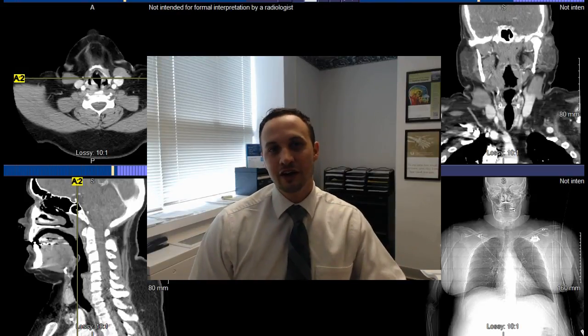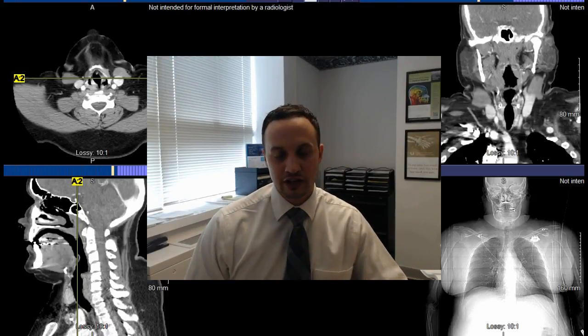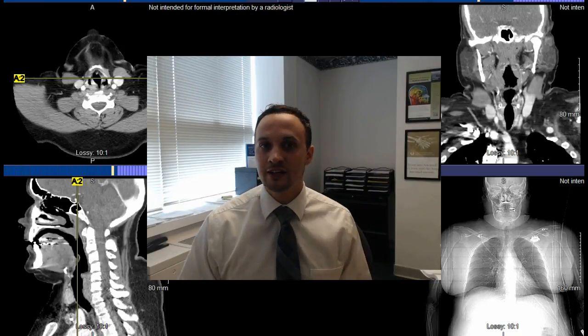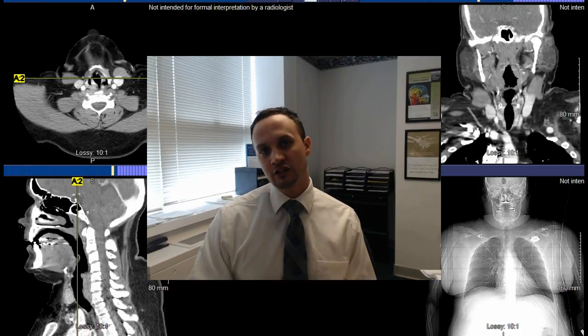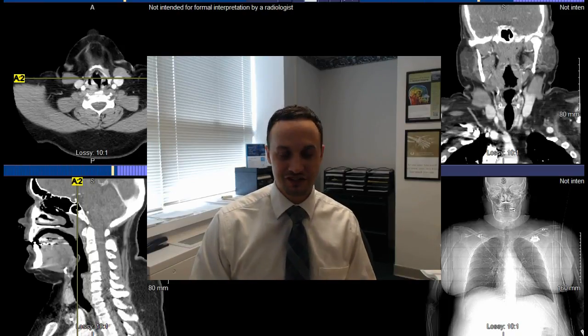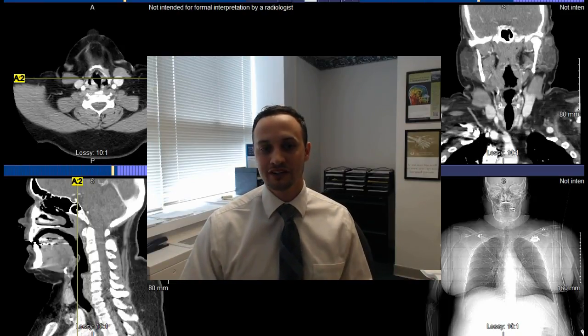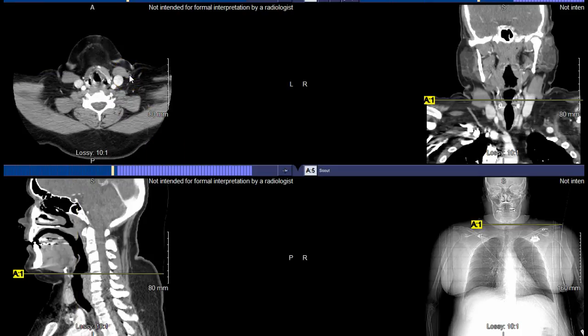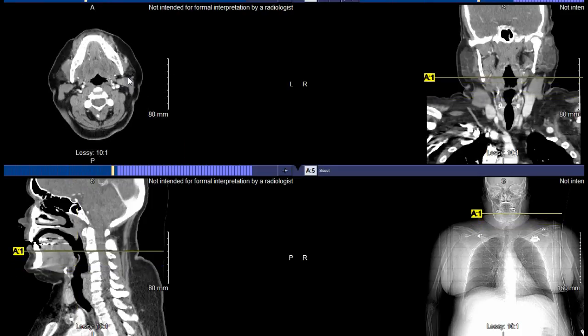In this video, we're going to cover the structures associated with the neck. We're going to be able to visualize these on a CT scan. We'll look again in all orientations, so we'll see things in the axial orientation, the sagittal orientation, and the coronal orientation.